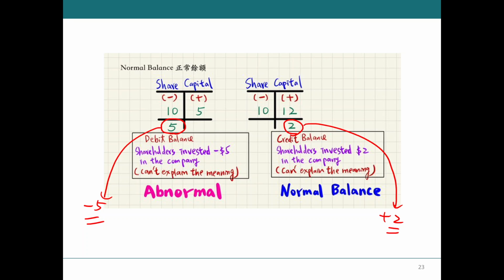So negative 5, could you explain it? I cannot, because either 0, no one invested in me, or I have some money from investors. So only plus 2, I know how to explain it. How? Investors invested a total of $2 in our company. Okay, minus 2, what does it mean? I don't know.